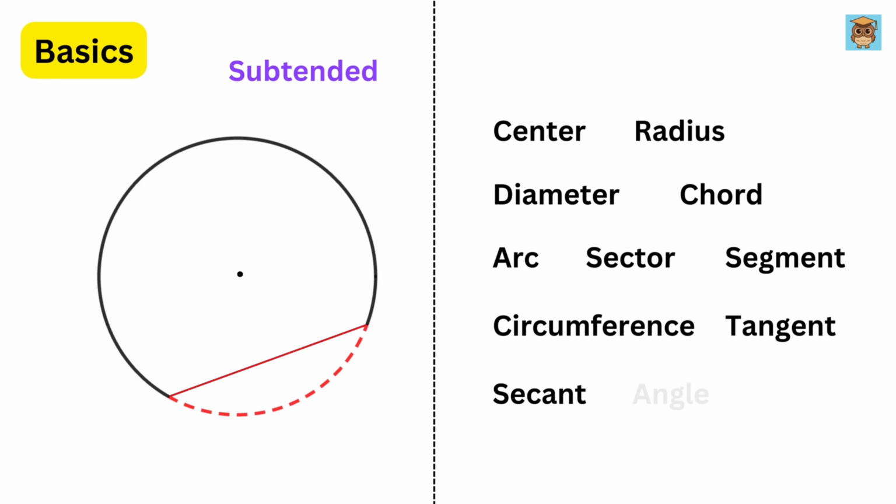Then we use the word subtended to describe how an arc or a chord creates an angle at a point on the circle. For example, when an arc forms an angle at the circumference, we say the angle subtended at the circumference by the arc. Similarly, if the angle is formed at the center, we say the angle subtended at the center by the arc. This completes the basic naming of a circle.